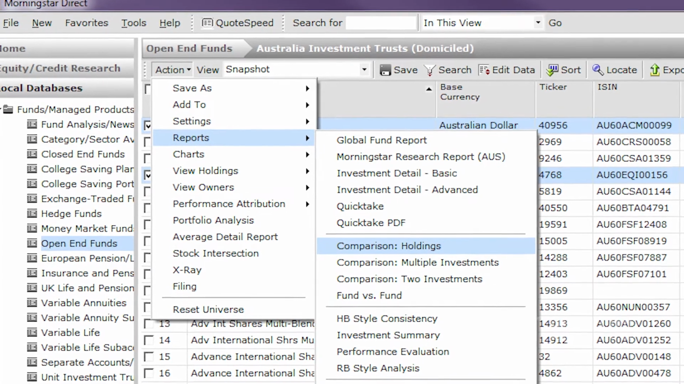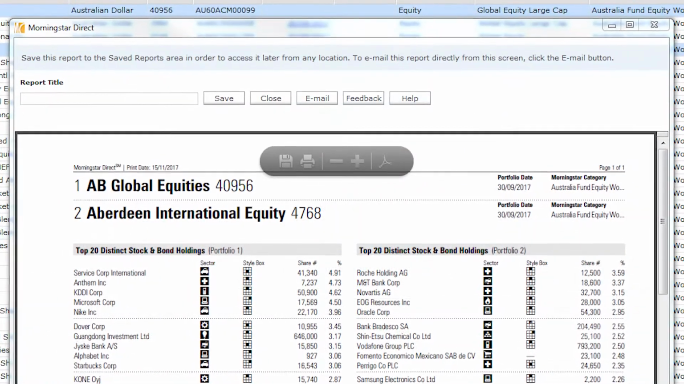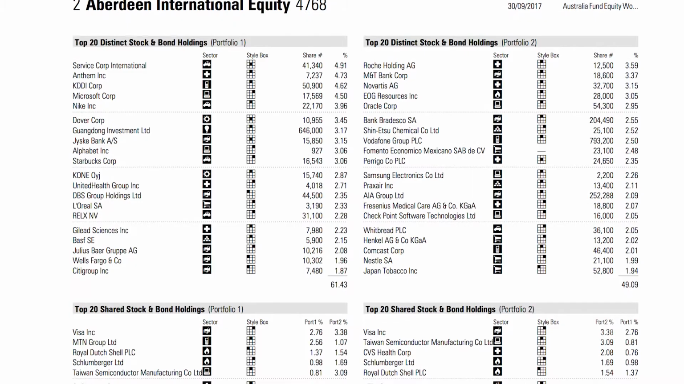A big part of my role in determining a rating is comparing funds and being able to digest that comparability across multiple time periods and across a large cross-section of managers. I also like to use the stock holding fund comparison report function, which helps me to determine whether a portfolio manager's portfolio is truly unique.